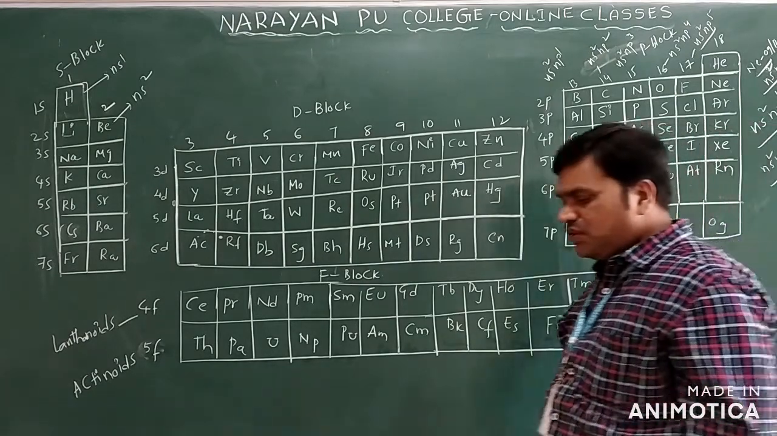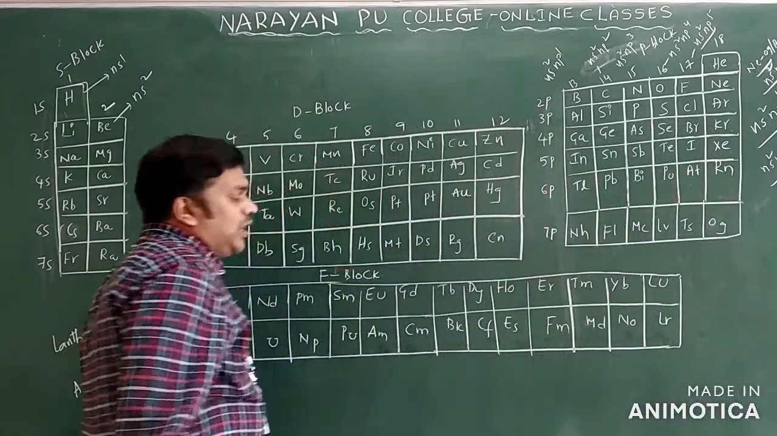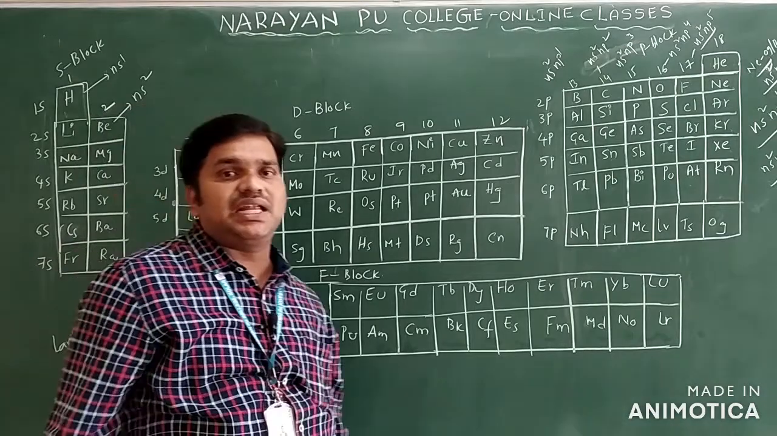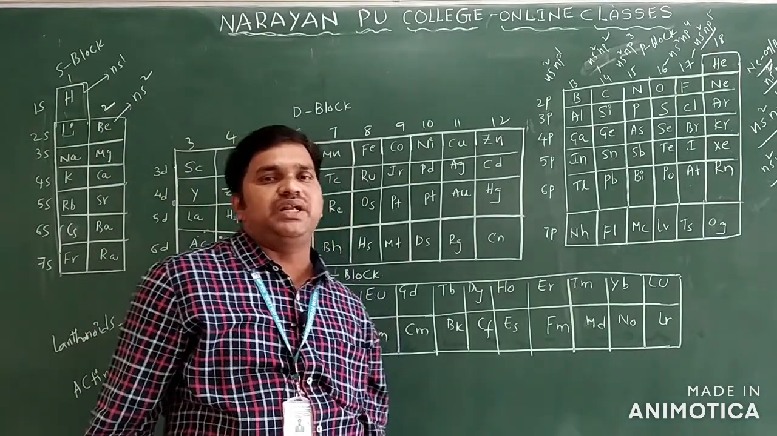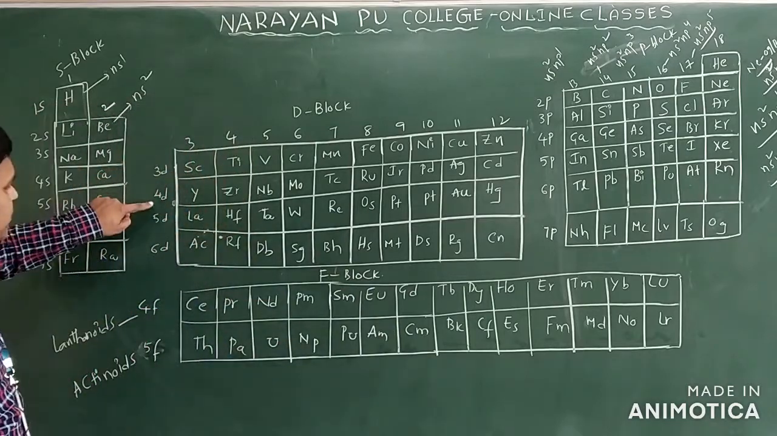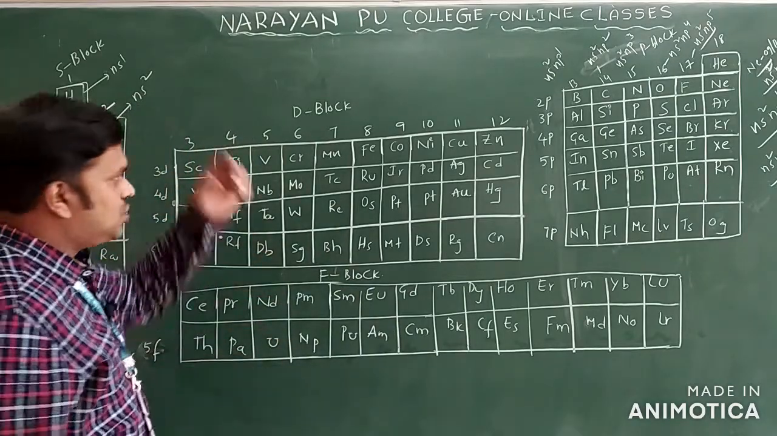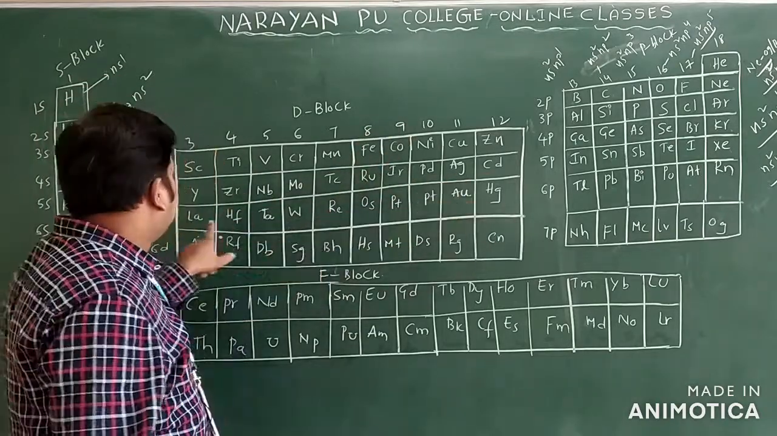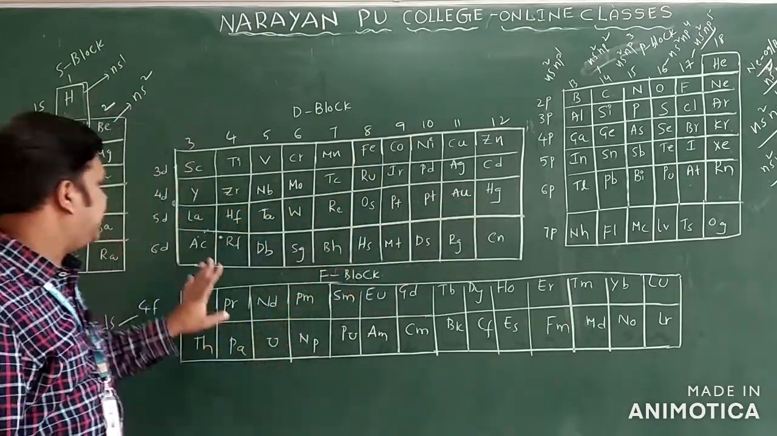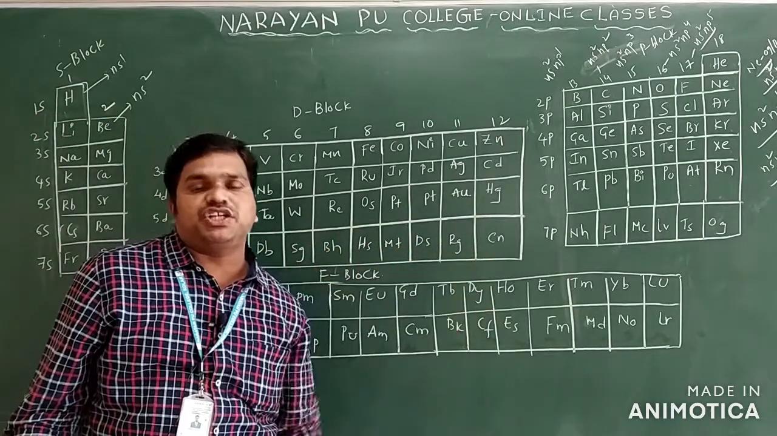Now you can see this one we have D block elements only. What are D block elements? The differentiating electron enters into the n-1 d subshell only. You see here 3d, 4d, 5d, 6d series are there. So we can see here scandium to zinc, yttrium to cadmium, lanthanum to mercury, and actinium to copernicium only.